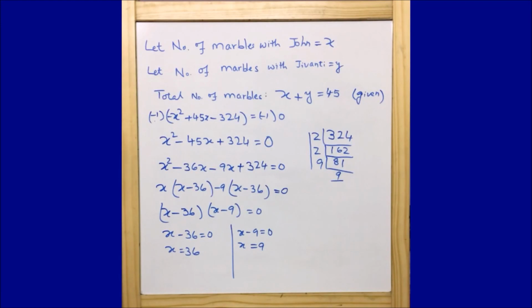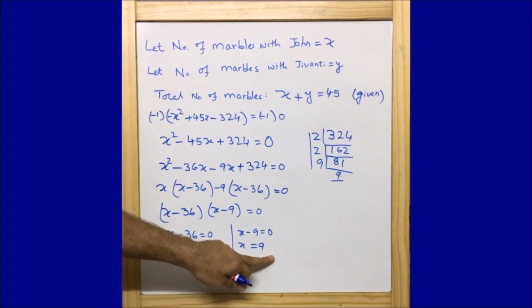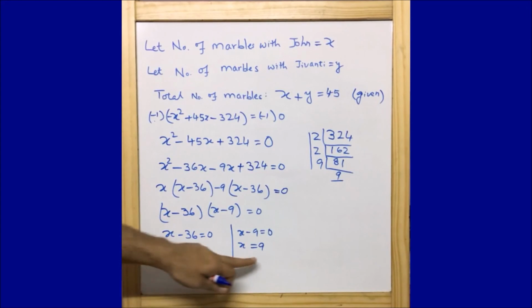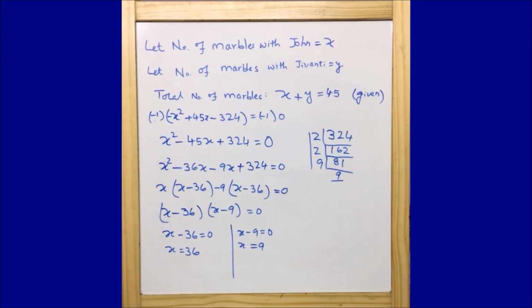Hope guys you understood this calculation, because as per the question, it asks us to find out at the start how many marbles each person is holding. So we could see 36 plus 9 is 45. Either John is holding 36 marbles or Jivanti is holding 36 marbles. If John is holding 36, Jivanti is holding 9 marbles. If John is having 9 marbles, Jivanti is having 36 marbles. That's our answer. Hope guys you understood this process. This process is very easy, but we need to find out the direction in which way we need to move.